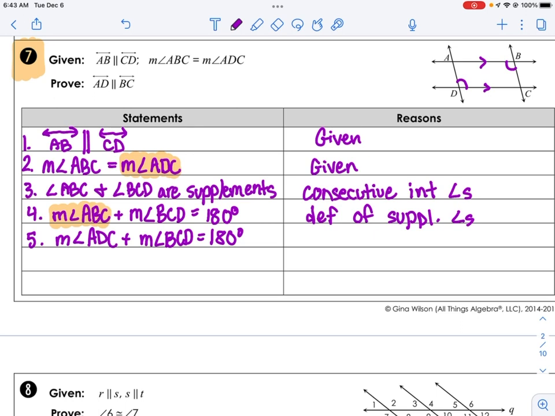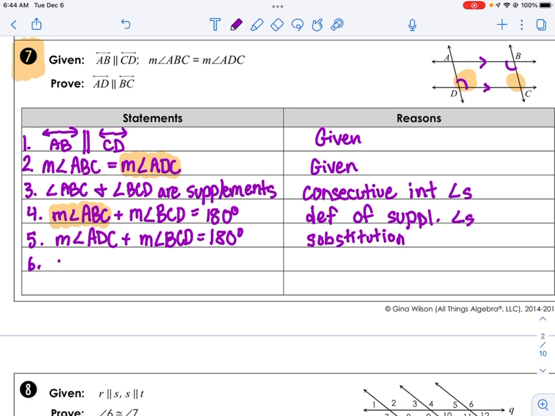And if you look at where those are in our picture, ADC is right here, and then BCD is right here. So the reason that making that substitution was useful is that those two angles for lines AD and BC are consecutive interior angles. So if they're supplementary, that's going to prove my two lines are parallel.